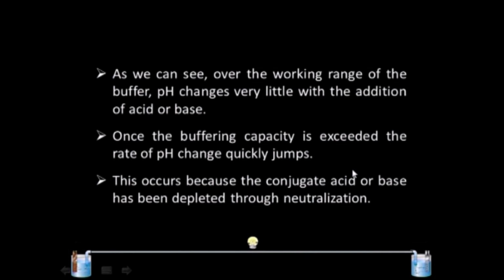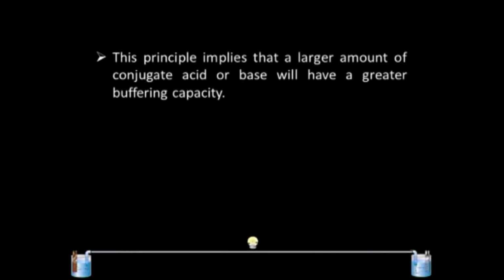This occurs because the conjugate acid or base has been depleted through neutralization, and this principle implies that a large amount of conjugate acid or base will have a greater buffering capacity.